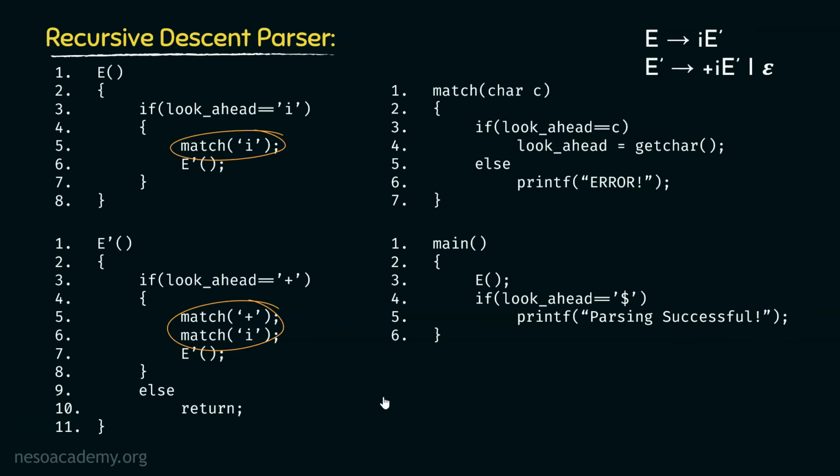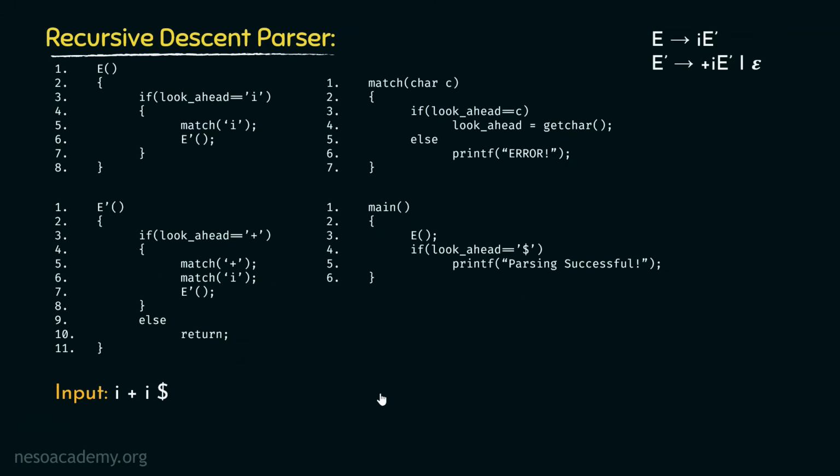Now let me illustrate how these functions are going to work if we have the input I plus I. And observe, for this input, we already have placed the dollar at the end of the input stream. Now let's find out whether this particular input stream can be recognized using these functions. Obviously we are going to begin from the main function. So we are in here right now.